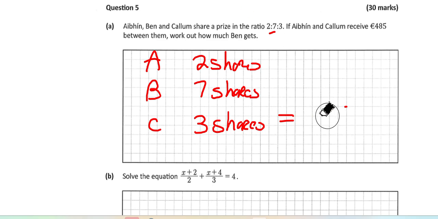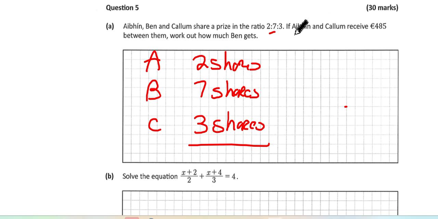How many shares in total then? Add them all up together. 7 plus 3 is 10 plus 2. Is it not 12 shares? Okay. So what we have there is we have 12 shares. Oh, wait. Something's weird. Oh, sorry. We're reading the question wrong.